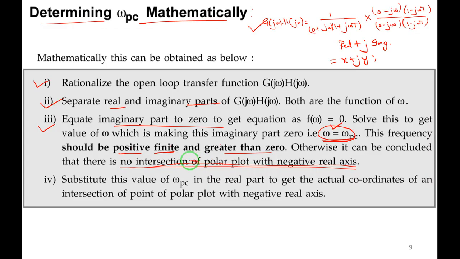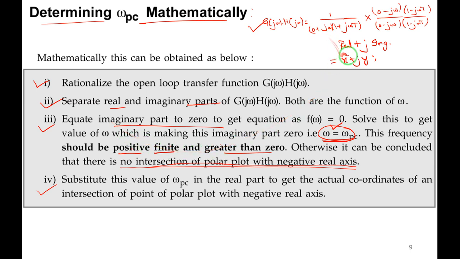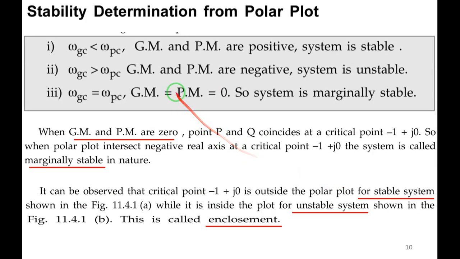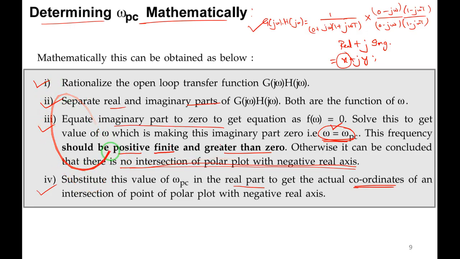That is the thing. Then the fourth step. In the third step you have calculated this frequency omega pc, but I want to know the coordinates of this point. So substitute this value of omega pc in the real part, whatever real part we got, and get the coordinates. With these coordinates of point Q, minus sigma, we are going to calculate the real part value, right? We'll solve one numerical, and you will understand all these four steps, right?